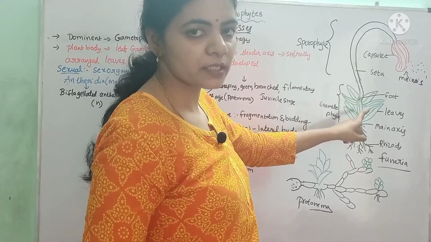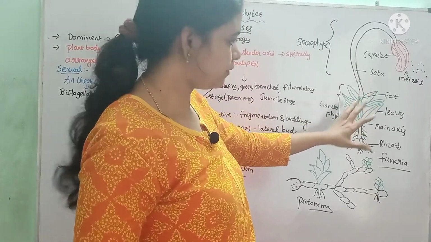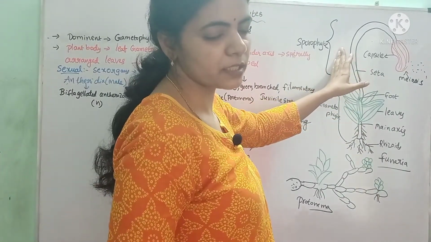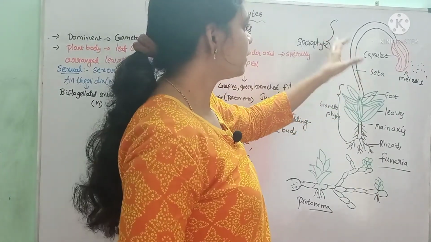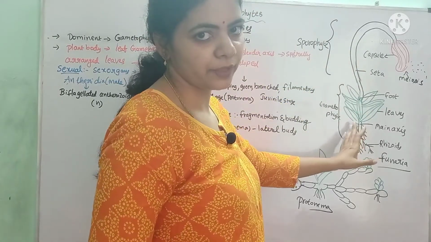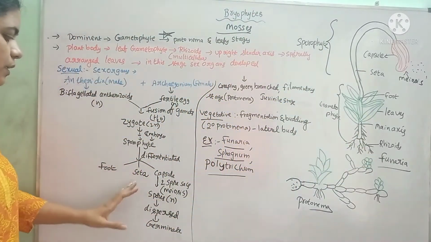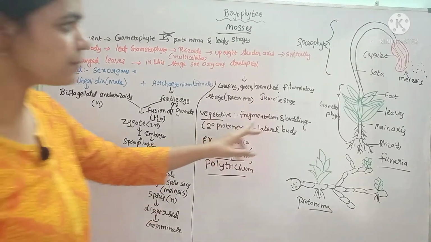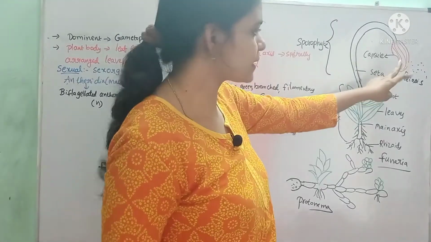This gametophytic phase is a free living one, which will prepare its own food material, but this sporophytic phase will not develop its food. For its food, it depends upon the gametophytic phase. So here, what are the three parts? Foot, seta and capsule. The capsule consists of two spore sacs.